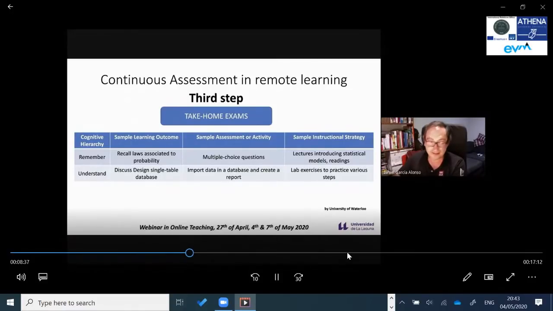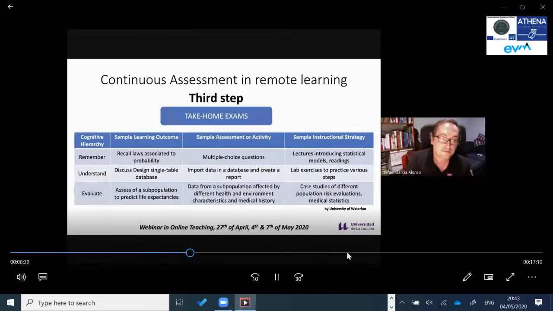And the last example could be if we want them to evaluate. We can give them access to a population, a lot of data, and they have to make a report. But in this case, in the strategies, we have to make some case studies of different population risk, evaluation, or whatever.